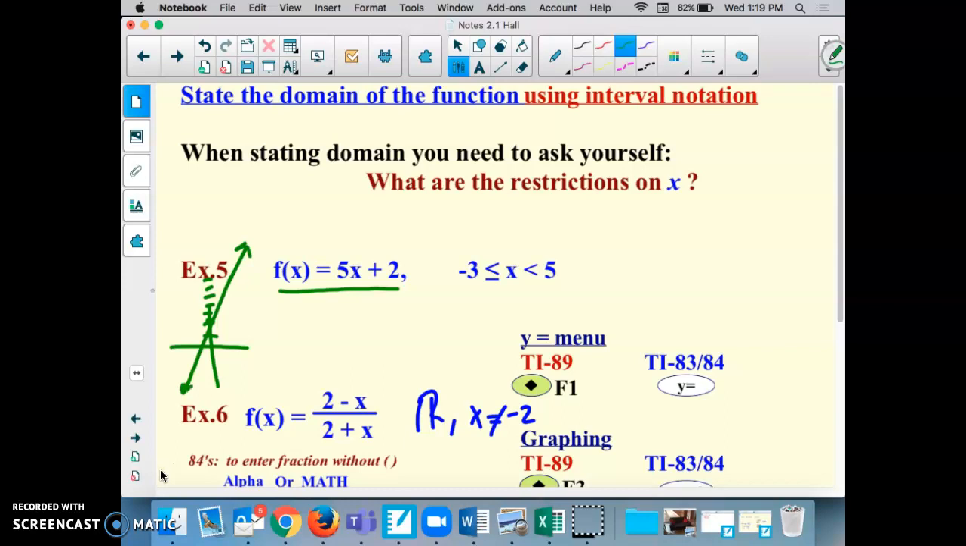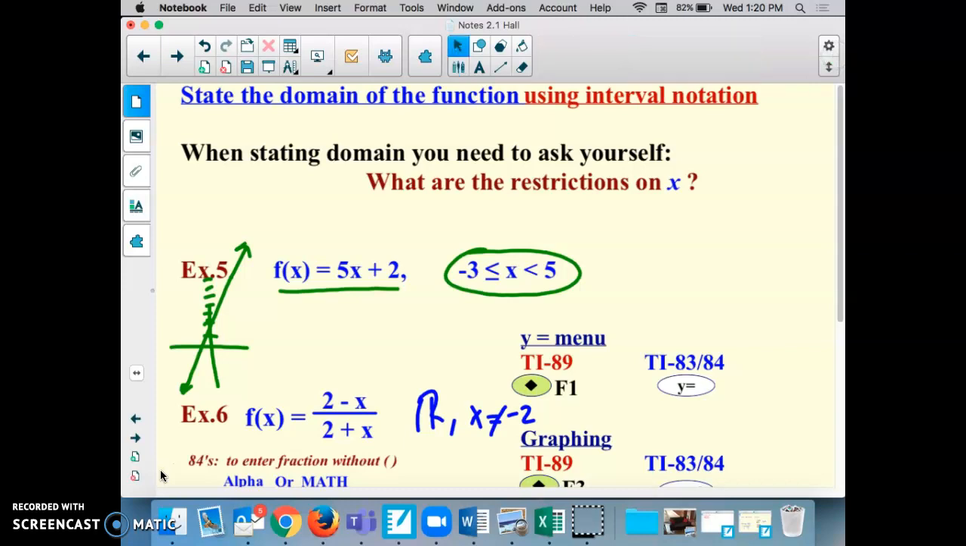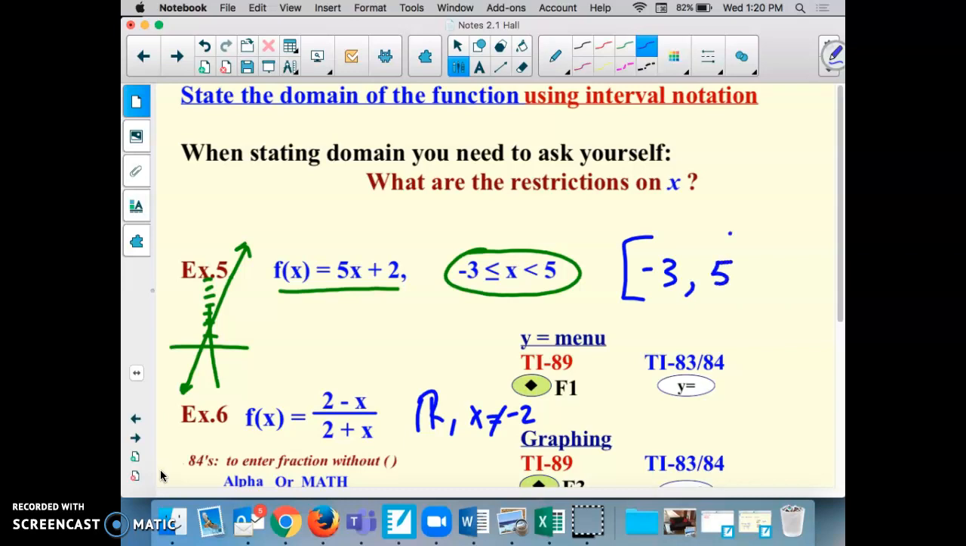There's no restrictions. But according to this, they're saying, yes, there is a restriction. They're saying, oh, we only want the graph between -3 and 5, but including -3. As we learned with interval notation, the way we state that, a bracket represents including the number. So bracket -3, comma, through 5, and it's a parenthesis because we do not include the 5 because it's only less than. Okay, moving on to example 6.